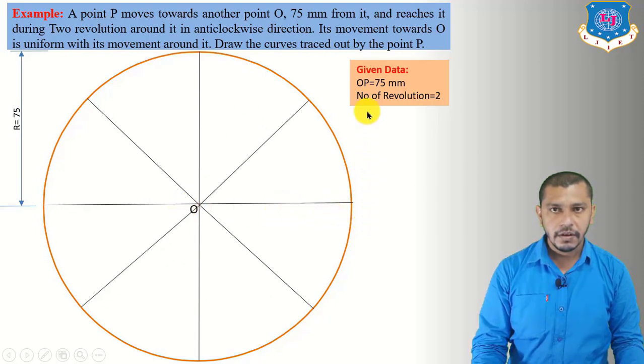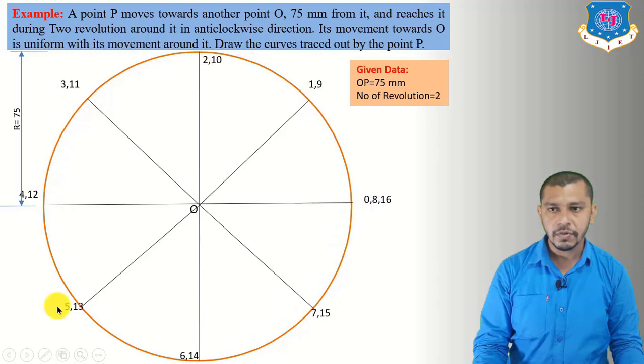So again we have to draw the spiral in the anti-clockwise direction. So we have to give the numbering in the anti-clockwise direction from this point for 2 convolutions. So the divisions will be numbered 0, 1, 2, 3, 4, 5, 6, 7, 8 up to 1 convolution. Then after that 9, 10, 11, 12, 13, 14, 15, 16 for 2 convolutions. So after giving the numbering on the circle, now we have to divide this length into equal number of divisions.